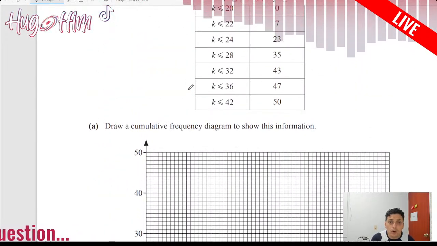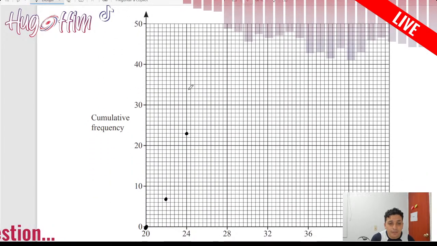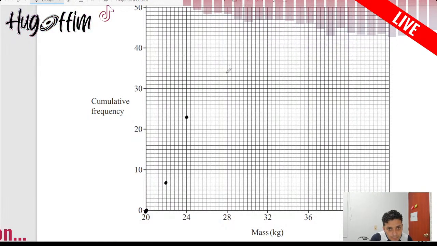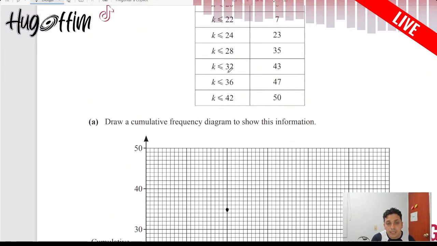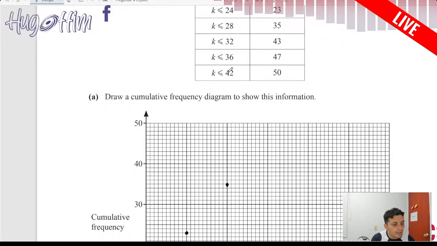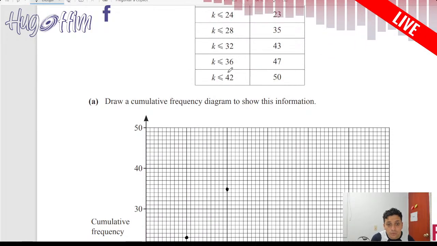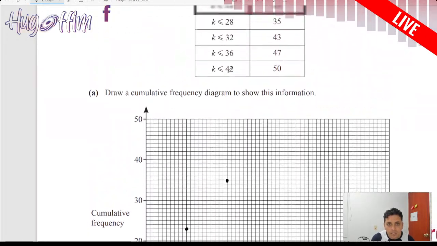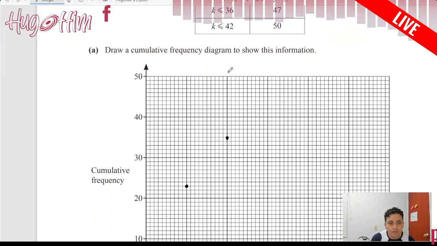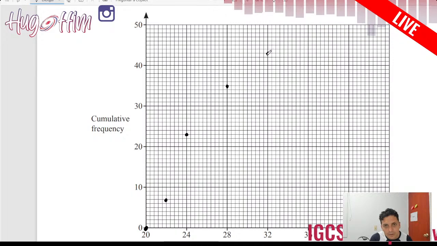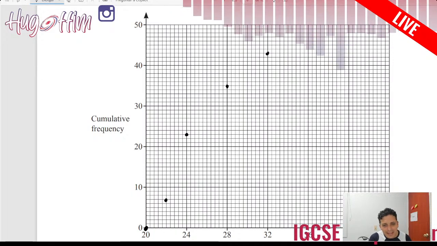Next, I'm going to go with less than 28, 35. Less than 28, 35, here. Now it says less than 32, 43. What am I doing? I'm on less than 28. Less than 32, 43. Okay, these people play with your scale.